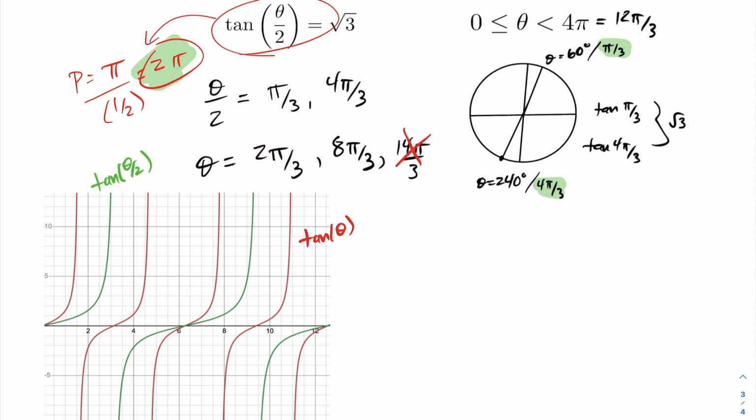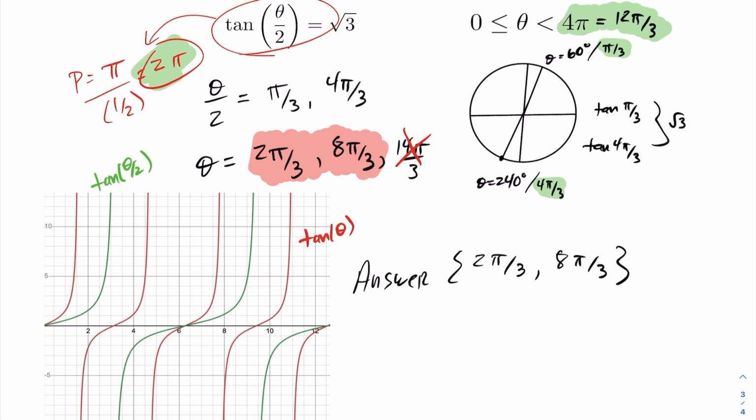And right away here you see that if I go ahead and add the period of the function, 2 pi, to this, right away we're outside of our domain. If I add 2 pi to this, we end up getting 14 pi over 3. But as you know here, we're capped at 4 pi, which is equivalent to 12 pi over 3. So your solution set for tan of theta over 2 is just 2 pi over 3 and 8 pi over 3. All right, that concludes today's lesson on solving trigonometric equations.